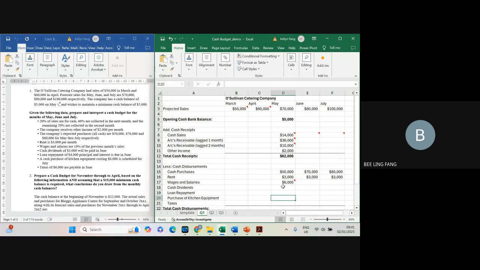So in the exam, you have to write down, because you use a calculator, right? You have to draw this table. Or maybe they give you this table, but they leave some blank here, some blank here. Okay, so cash dividend 3,000 will be paid in June. That means you don't pay the dividend in May, right? You pay in June. Okay, so 3,000 cash dividend paid in June.